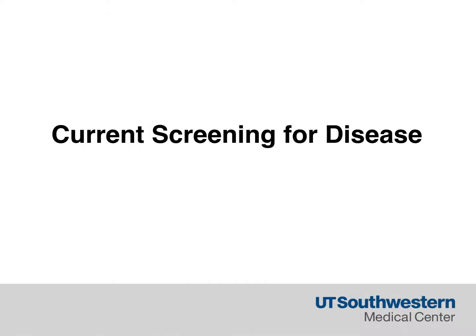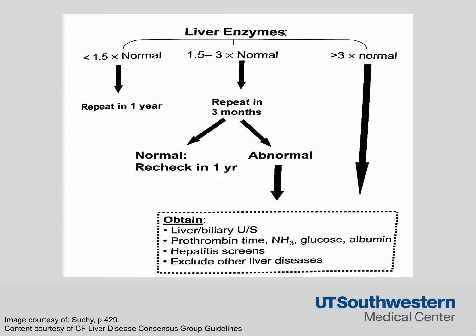Next, we will discuss current screening for disease. Given that CFTR is not expressed in the hepatocytes, it makes sense that transaminitis may not be a predominant finding in CF liver disease. However, the screening guidelines heavily rely on AST and ALT as markers of CF liver disease. Patients are screened annually. If there are moderate or gross abnormalities, they go on to further evaluation.